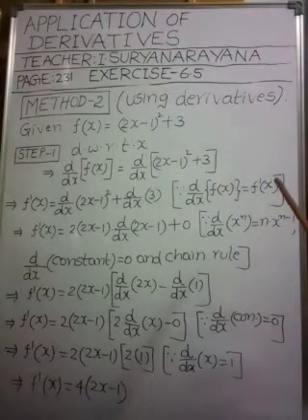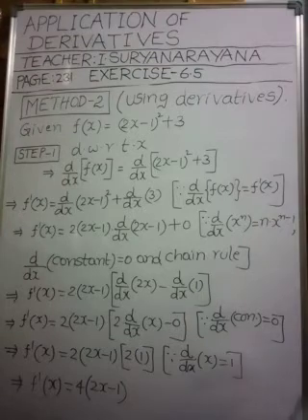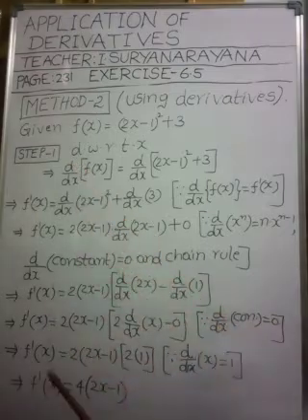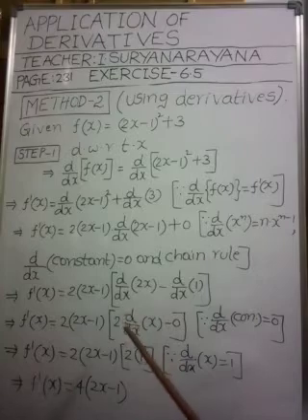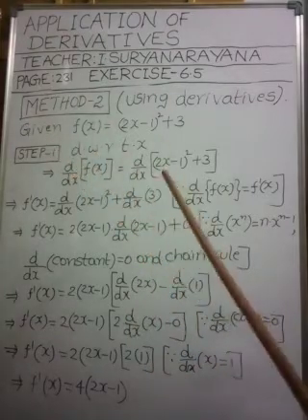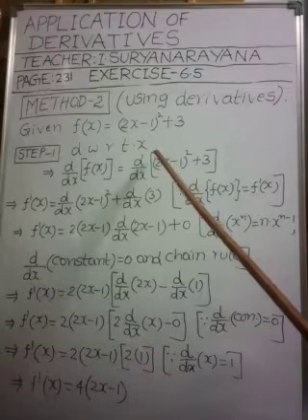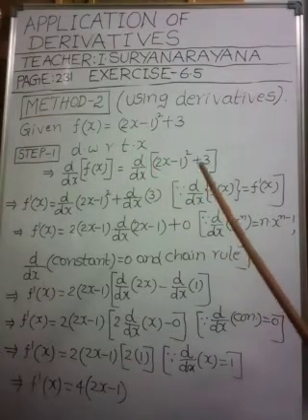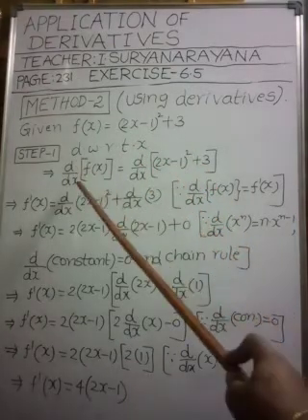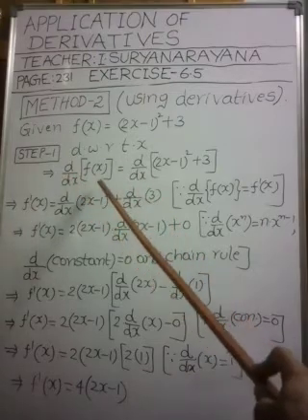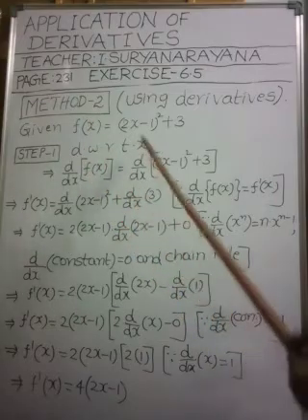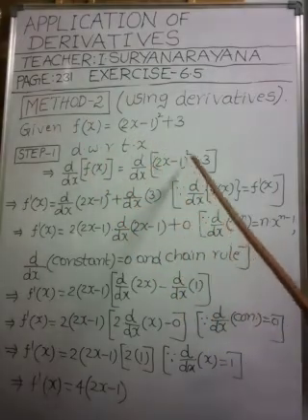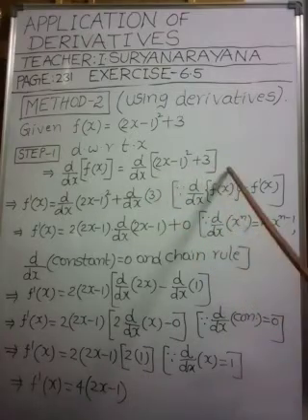Okay, my children. In finding the minimum value and the maximum value of a given function, we have to find f dash of x. This is the first step. All these steps come under step 1. So differentiating with respect to x, what is the differential operator? D by dx. So I wrote the differential operator d by dx on both sides. This implies d by dx of f of x is equal to d by dx of 2x minus 1 whole square plus 3. Understood this step, my children?